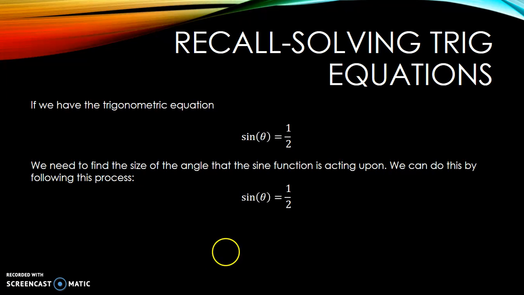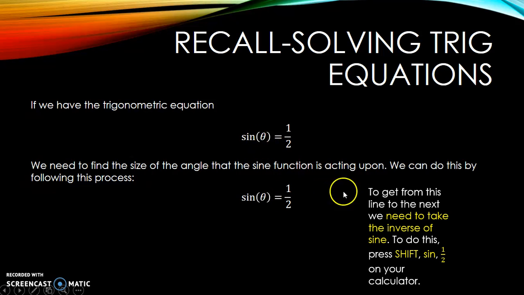If we have the trig equation sine theta equals 1/2, we need to undo this sine function that's acting upon theta. And the only way we can do that is by taking the inverse sine. So what we're going to do in our calculator is press shift, sine, and then 1/2. And that will get us to this point here.